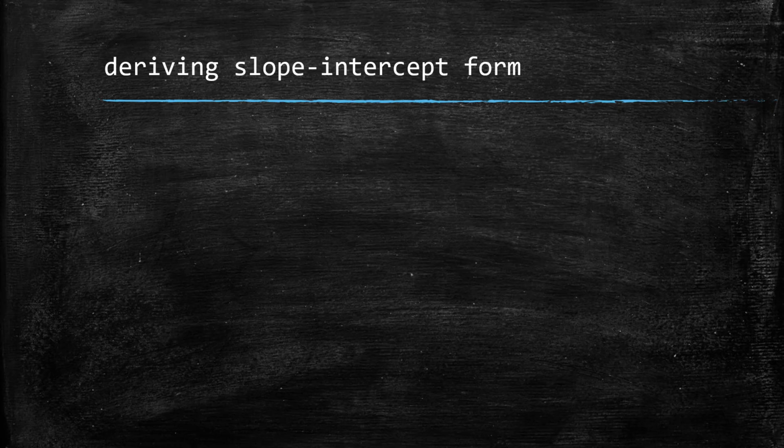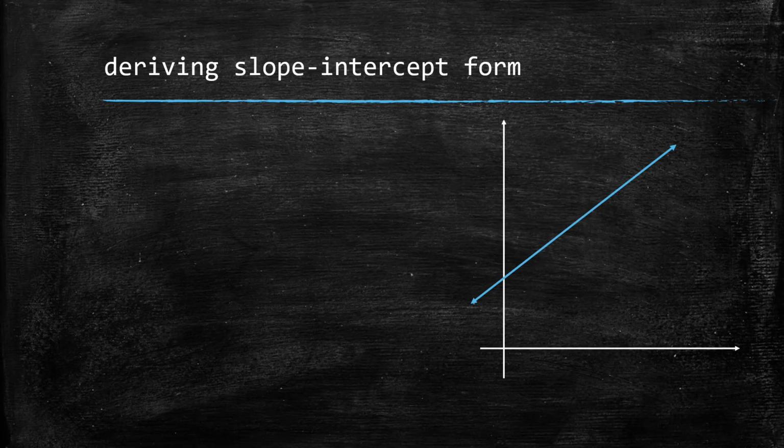So in this slide, we're going to derive slope-intercept form from first principles, just using the slope formula. So let's get our axes, let's get a line shown there, and let's bring up the slope formula. So the slope of a line is y2 minus y1 over x2 minus x1. Wherever we choose those points, that slope has to remain the same.